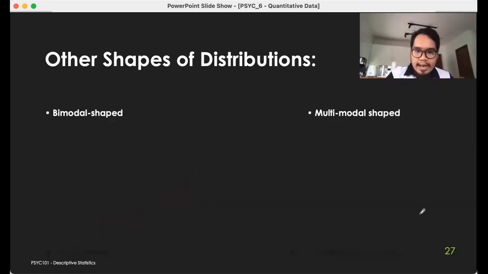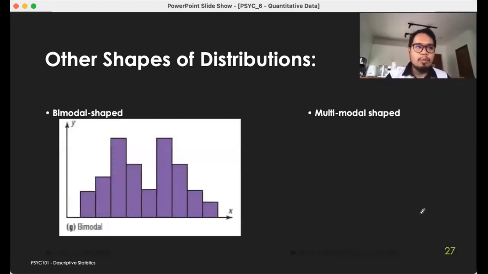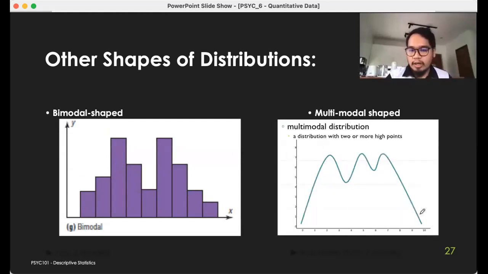For the last one, we also need to take into consideration the modes. When you have two modes, we call this distribution bimodal, wherein there are two peaks. And we say multimodal if there are more than two modes, so there are a lot of peaks in the distribution.